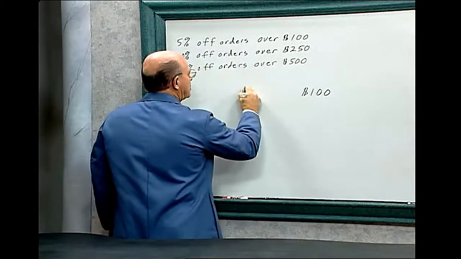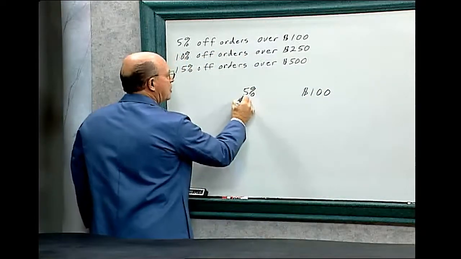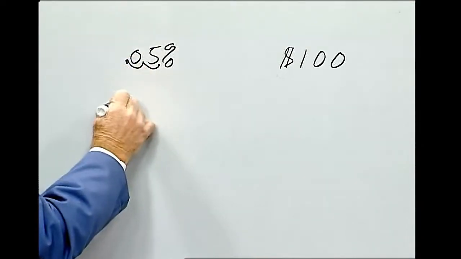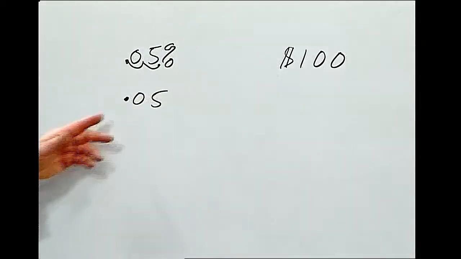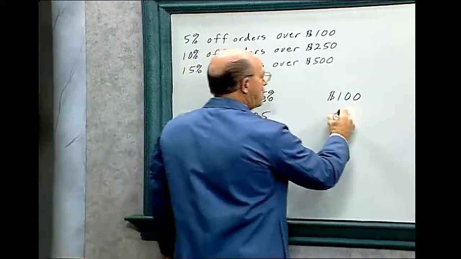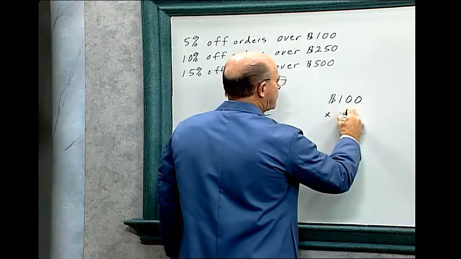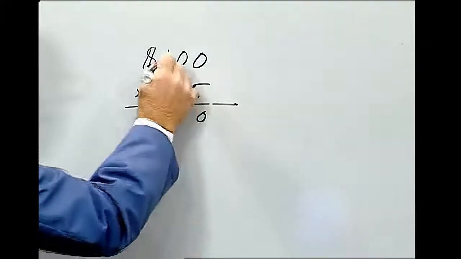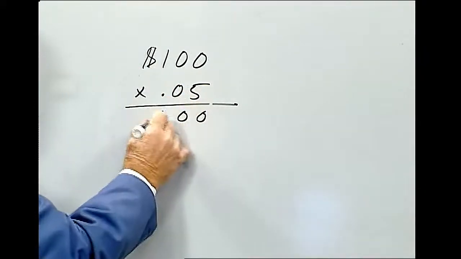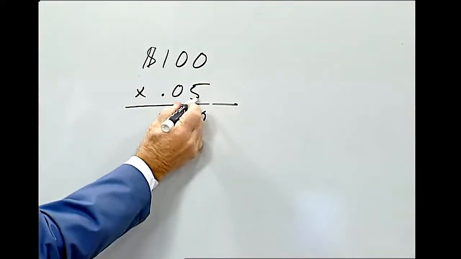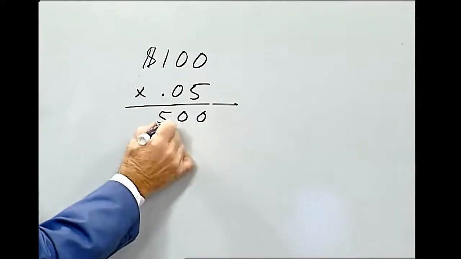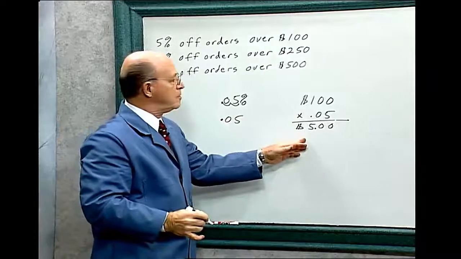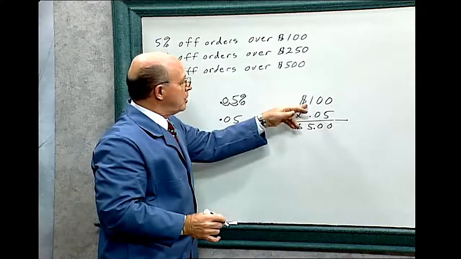So 5% discount. We move the decimal point 2 places over, so we have to add a 0. So it's 0.05. We multiply that by 100. 5 times 0 is 0. Again, by 0. That will equal 5. And we move the decimal point over 2 places. So you would save $5 of any orders that would be $100.